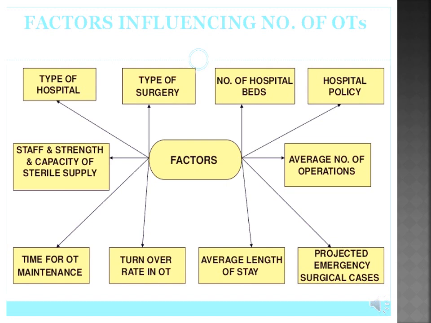Factors influencing the number of operation theaters, which is what we are trying to talk about here, is based on the size of the hospital, then you plan the number of OTs that's going to be in that particular hospital. So basically the factors influencing the number of operation theaters will depend upon the type of the hospital, the type of surgery that is being performed, the number of hospital beds, hospital policy. It also depends upon the average number of operations being performed maybe per week or per month, and the projected amount of emergency cases that is brought into that particular hospital. It also depends upon the average length of stay of the patients in that hospital. Also, the turnover rate in operation theaters.